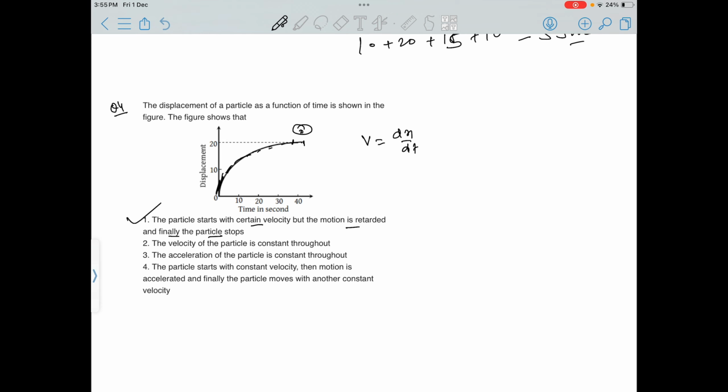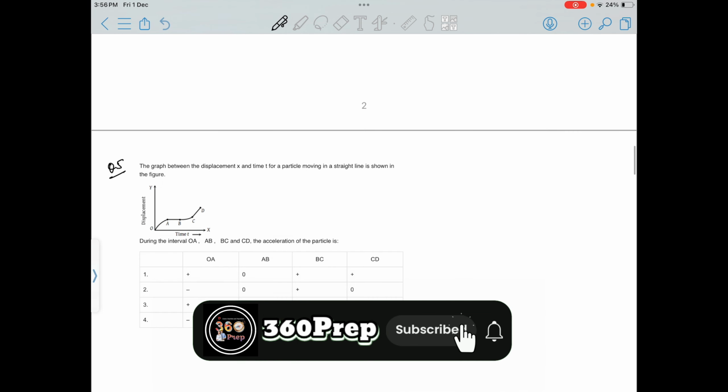Why is this option wrong? The velocity of the particle is constant throughout. No, because its slope is changing. The acceleration of the particle is constant. Velocity is decreasing means the acceleration may be constant or not constant. We cannot say anything about it. The particle is formed and then accelerating finally with another. No, this option is wrong. Option 1 will be correct.